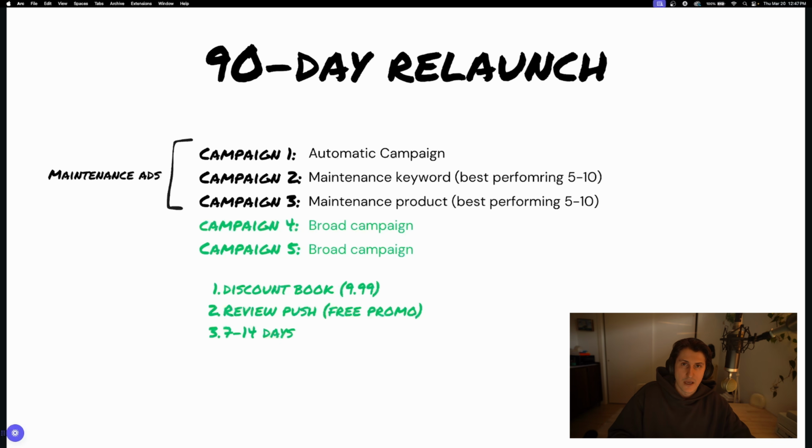So if you do have access to that, you can run the free promo, get some more reviews. If not, that's fine too. The important thing is we discount our book, and we're going to do this from anywhere from 7 to 14 days. Basically, all we're doing is every 90 days, we're discounting our book. We're driving a bit extra traffic to it, profitable or not, that doesn't matter. And then what this is going to do is basically keep our book relevant in the rankings.